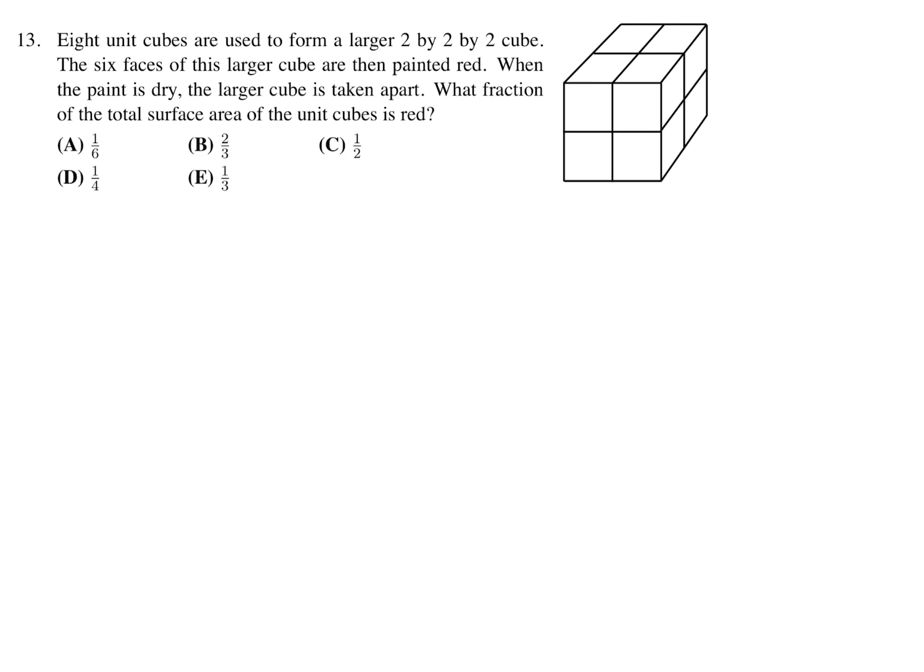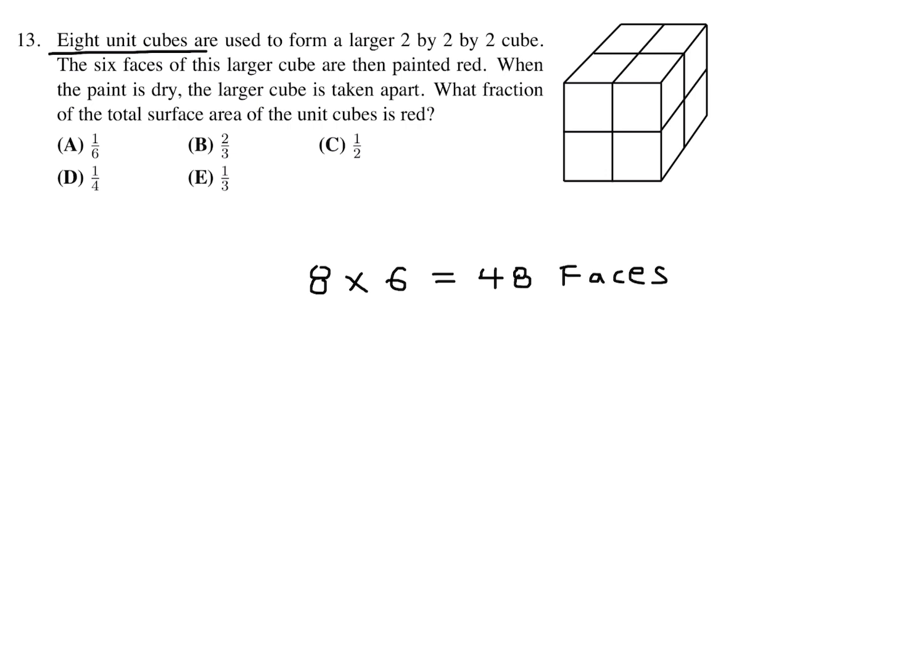8 unit cubes are used to form a larger 2 by 2 by 2 cube. The 6 faces of this larger cube are then painted red. When the paint is dry, the larger cube is taken apart. What fraction of the total surface area of the unit cubes is red? All right, well, first and foremost, how many faces do we have if we have 8 unit cubes? Well, each of the 8 has 6 faces, so there's 48 faces.